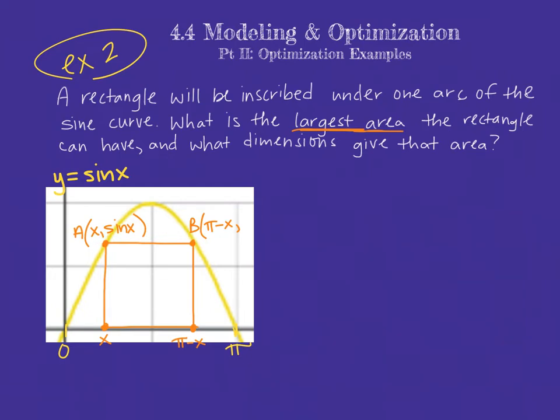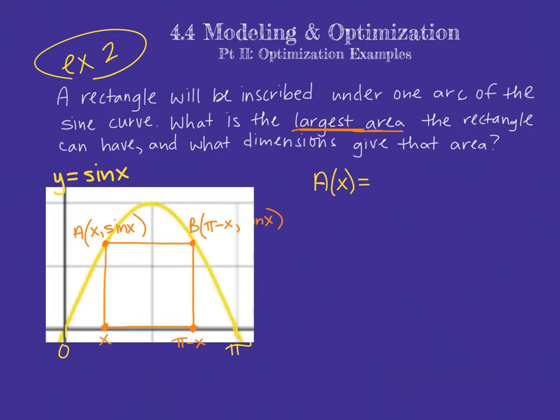We can see that the height here, because it's a rectangle, is the same. So I'm, out of simplicity, just going to call the height sine x again. Now, since we have drawn the situation, the next thing that we want to do is write out the equation of what we're trying to optimize. We want to get the largest area, and so we need the area in terms of x of our rectangle.